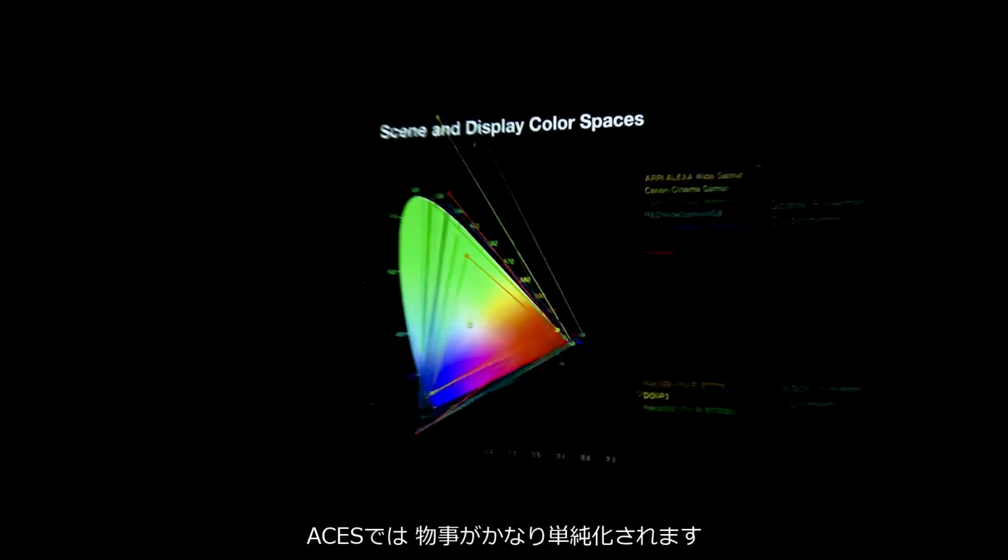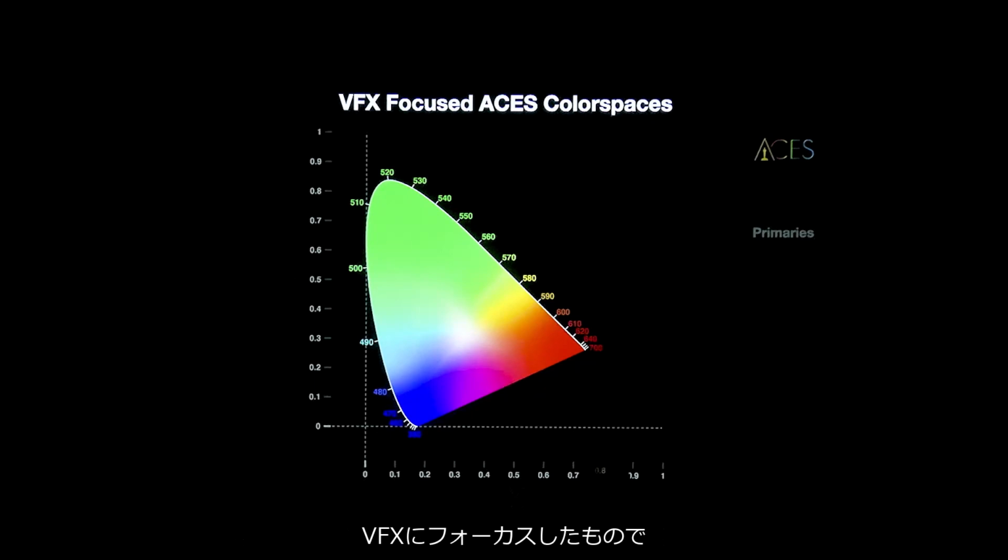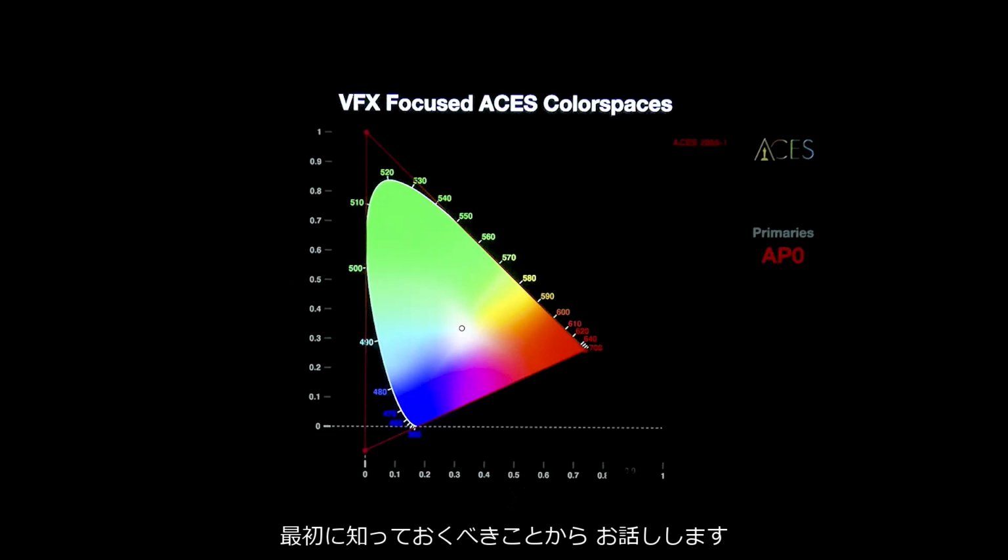Well, for ACES, we are going to simplify things a lot because in ACES we have mainly two different color spaces that are relevant for us. So they are VFX focused. It doesn't mean that they are the only ones. But the first one that we need to know is this one. That is delimited by the primaries. The primaries are those points that you have on the corners. The triangle, you know why it's a triangle? Every vertex of the triangle is R, G, and B. So by mixing the intensity of those, you can get a position in there.